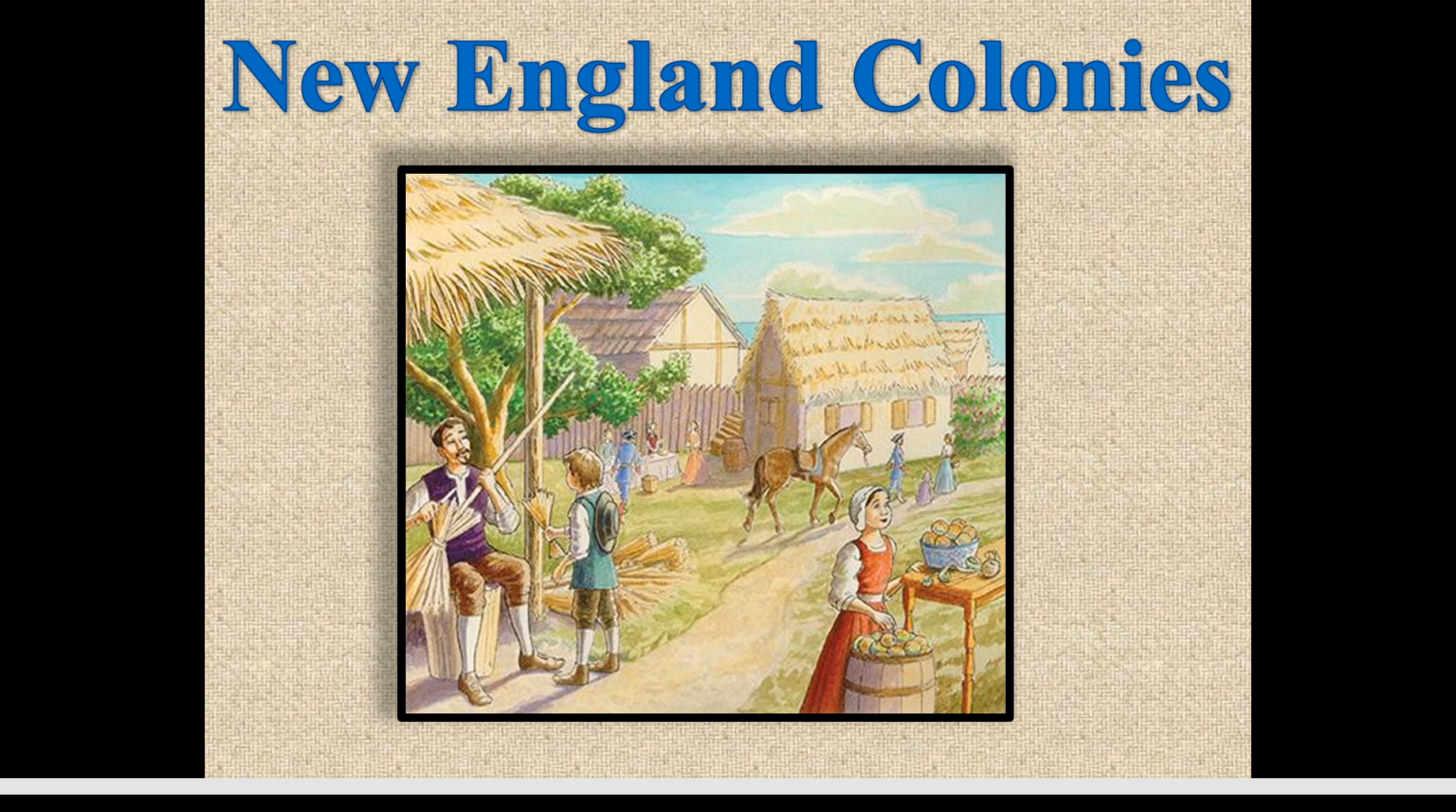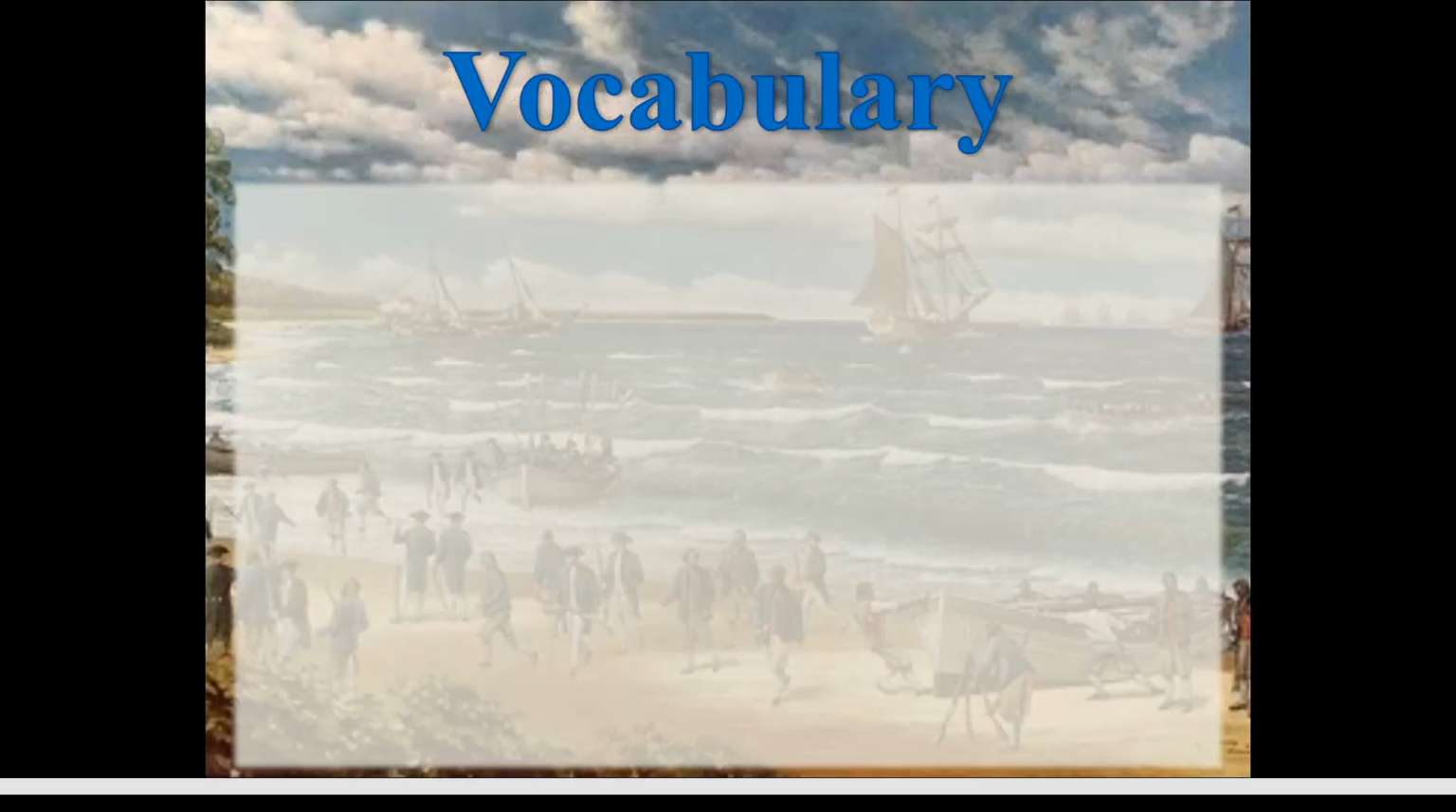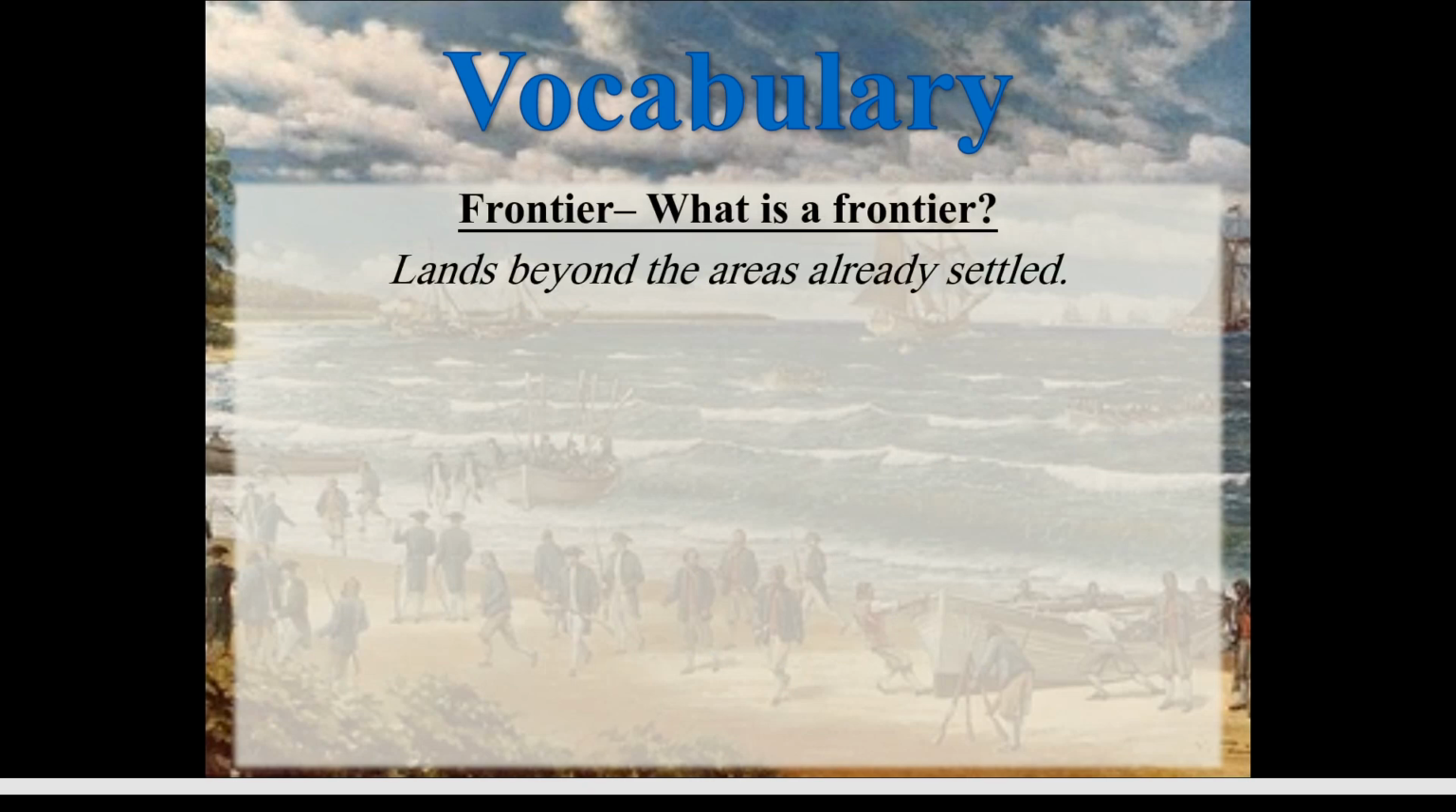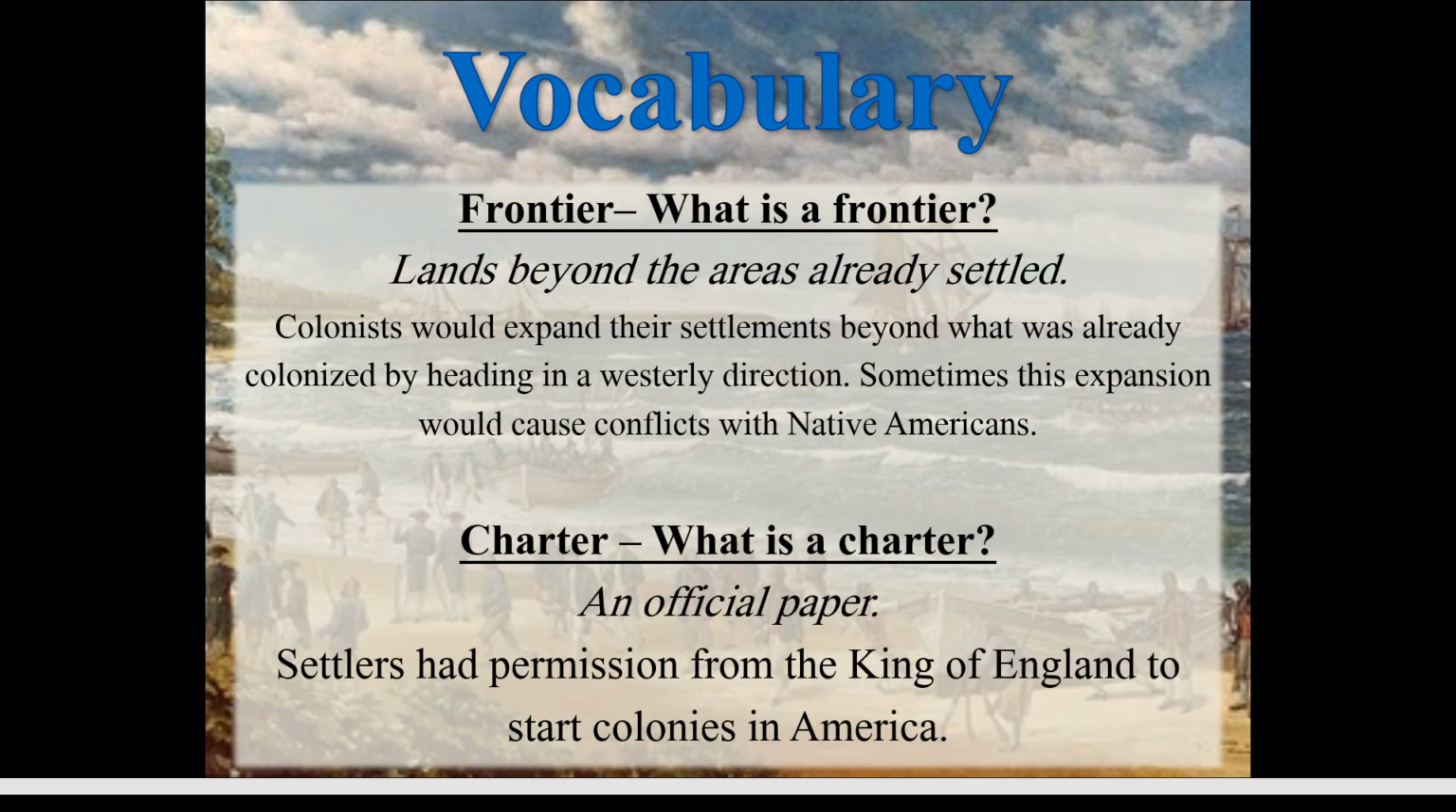Right? Now let's move into the New England colonies. But before that, we have some vocabularies for you. So we have frontier and charter. So what is frontier? It is land beyond the areas already settled. Colonies would expand their settlements beyond what was already colonized by heading in a westerly direction. Sometimes this expansion would cause conflict with Native Americans.